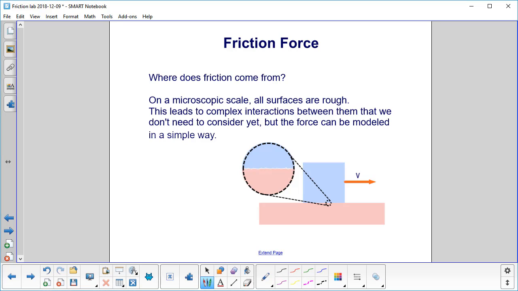Where does friction come from? On a microscopic scale, and that's what we're simulating here, we have this little high-powered microscope looking at the interface between this block moving at a velocity v and a surface. All surfaces are rough on that scale. This leads to very complex interactions between them that we don't have to worry about yet, but we can model the force in a simple way.